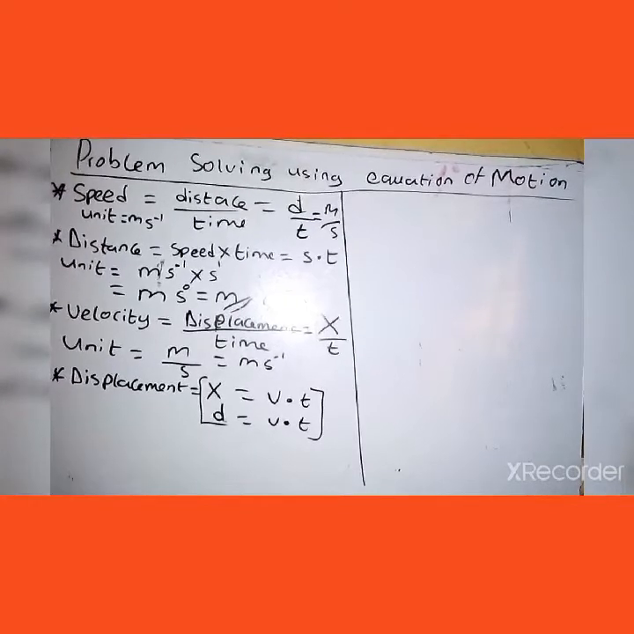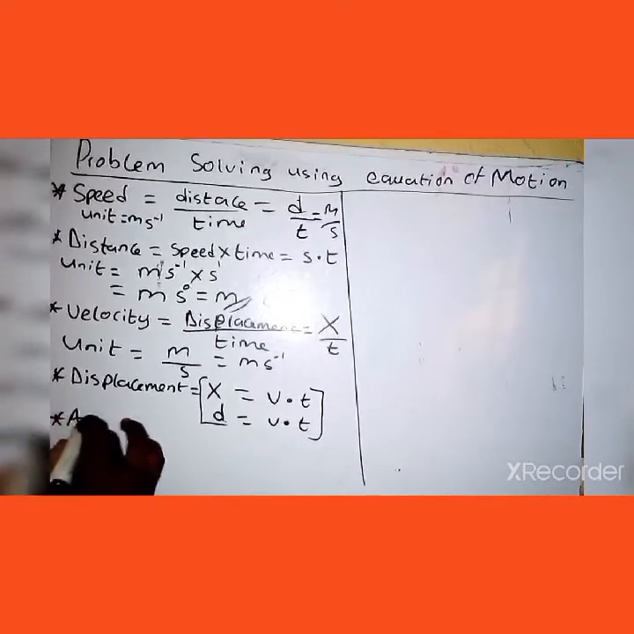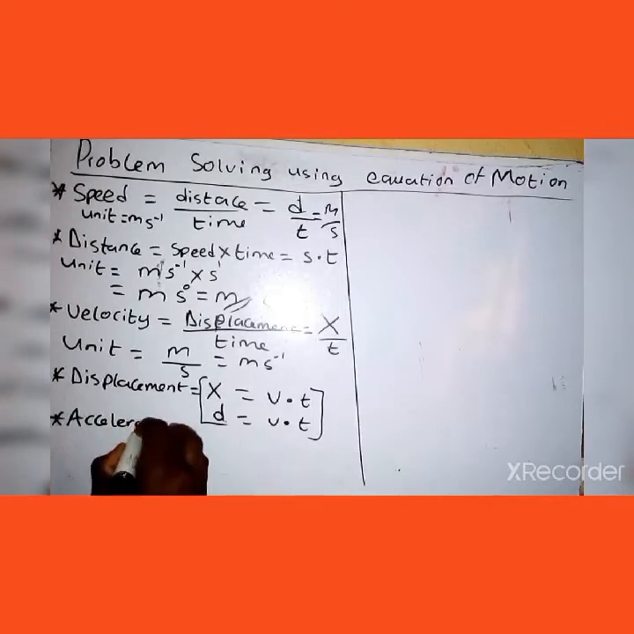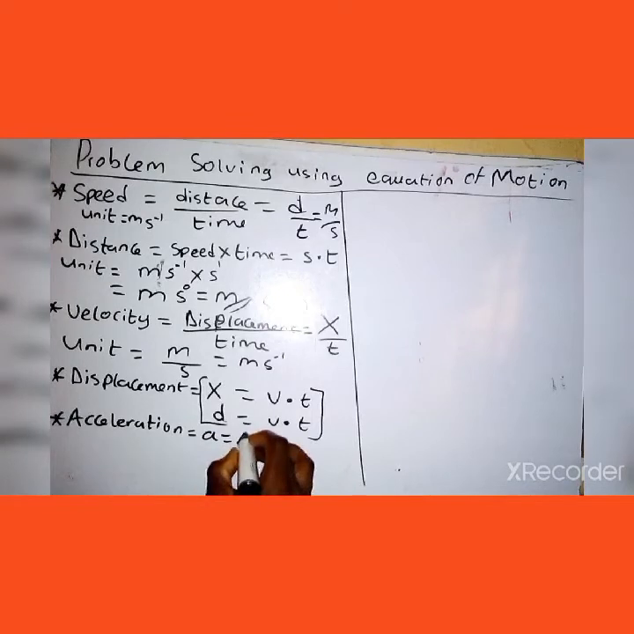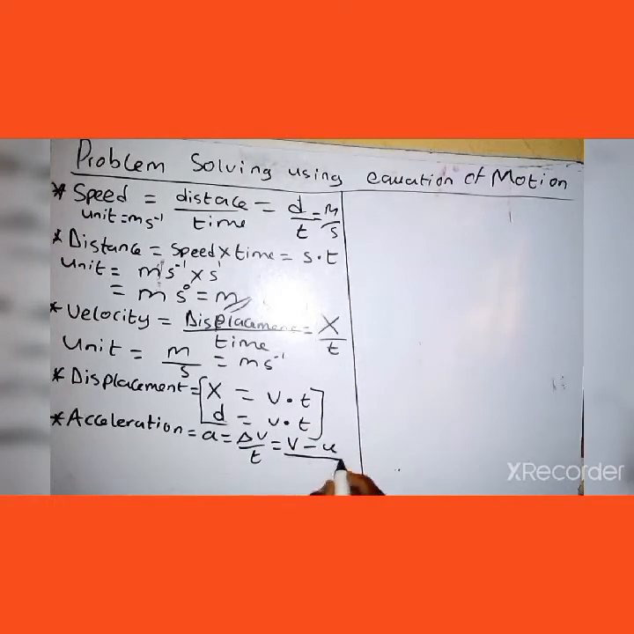So now let's move to acceleration. Acceleration a is equal to change in velocity over time. The increasing rate of change in velocity is acceleration, while deceleration is the decreasing rate, also known as negative acceleration or retardation. For acceleration, we have final velocity v minus initial velocity u over time.